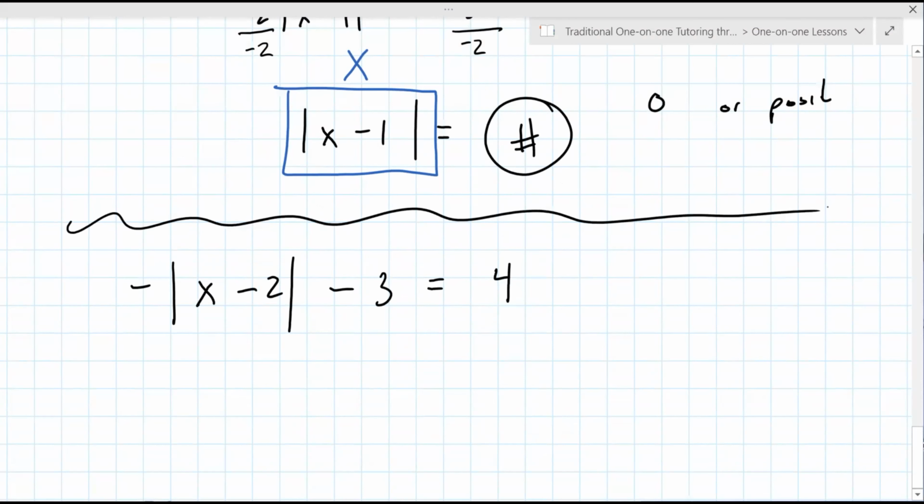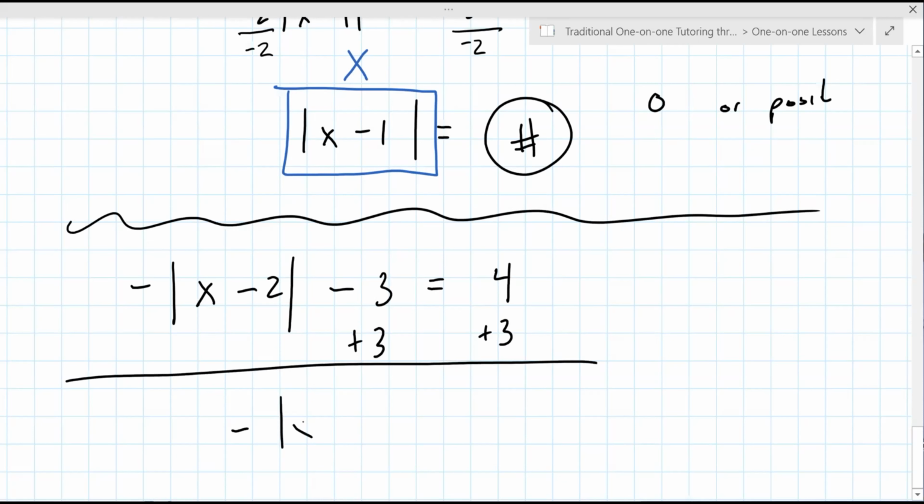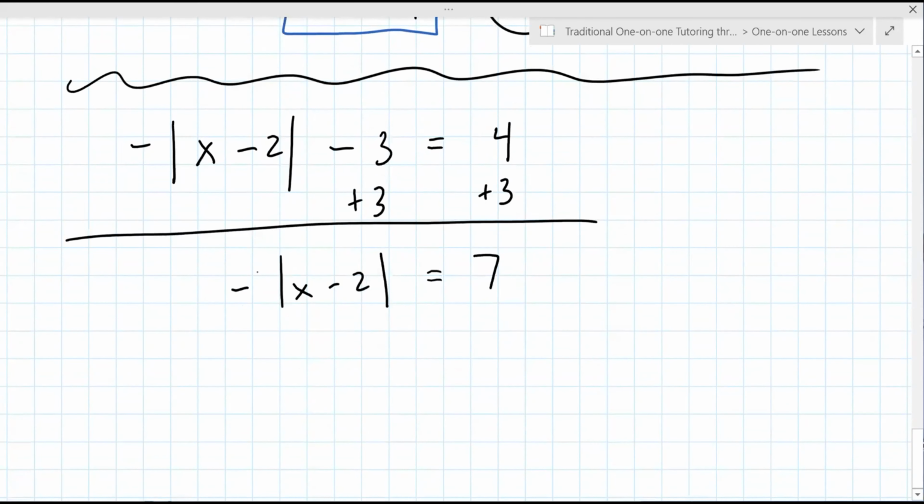For one like this, you have to add 3. Okay, agreed. Making it minus absolute value x minus 2 equals 7. Right. And then you have to undo this. So there's really a 1 here, if you want to write it that way. I'm going to divide by 1 still. Not 1. What is the number in front?